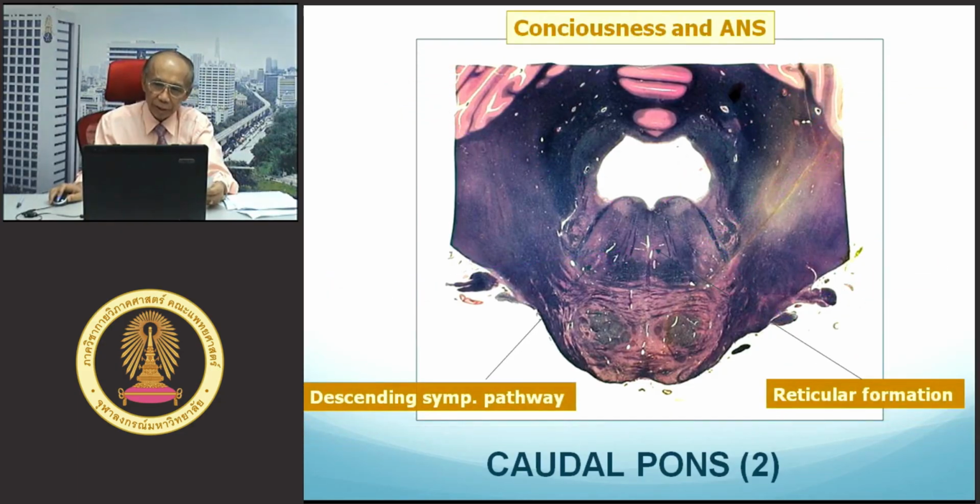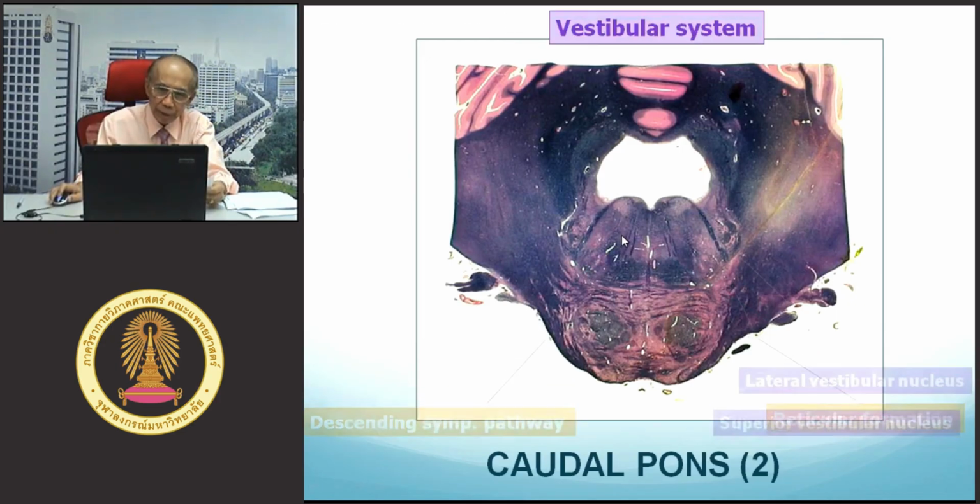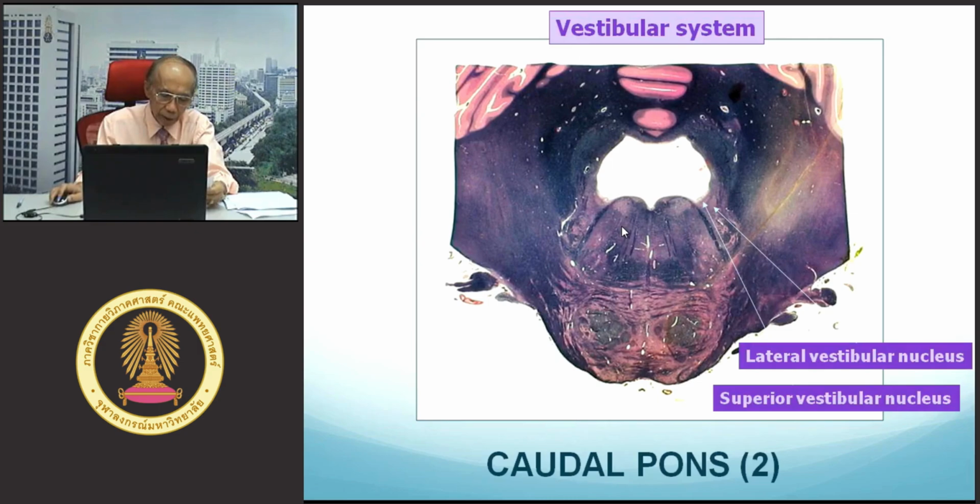The consciousness and autonomic nervous system include the reticular formation and descending sympathetic pathway. The vestibular system includes here lateral and superior vestibular nuclei.